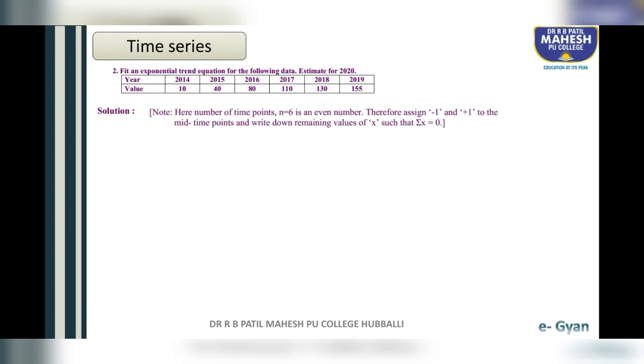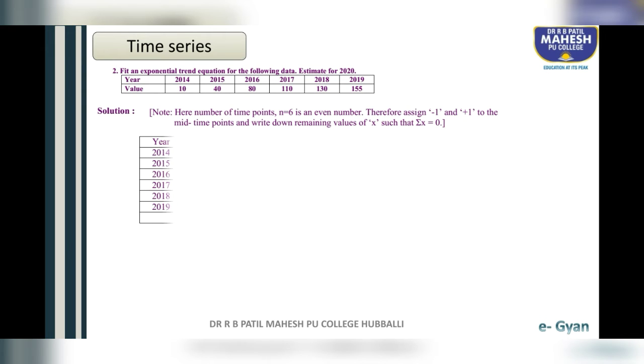Solution. The first step, as you know, is to count the number of values or points. Here there are 6 values, so n is equal to 6, which is an even number. Therefore, as you know, if n is even, in the middle we assign -1 and +1, and write down the remaining values of x such that the summation of x is always 0.